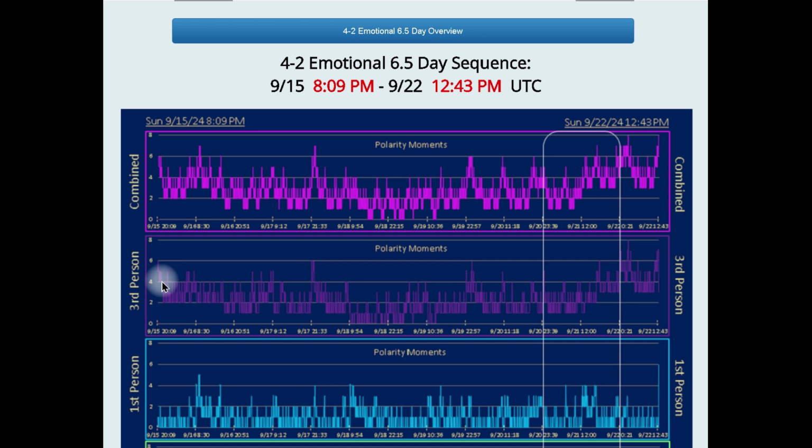Anytime we get to that number 4, it's concerning. In addition to what's going on here in third person, we've also got some up and down movements in first person. There's a pretty good gap that happens here in the second 12-hour period of first person agitation. When we combine these two things, you can see that in the second 12 hours, we're at that level 4 and above a level 4 for pretty much the rest of the 4-2 sequence.